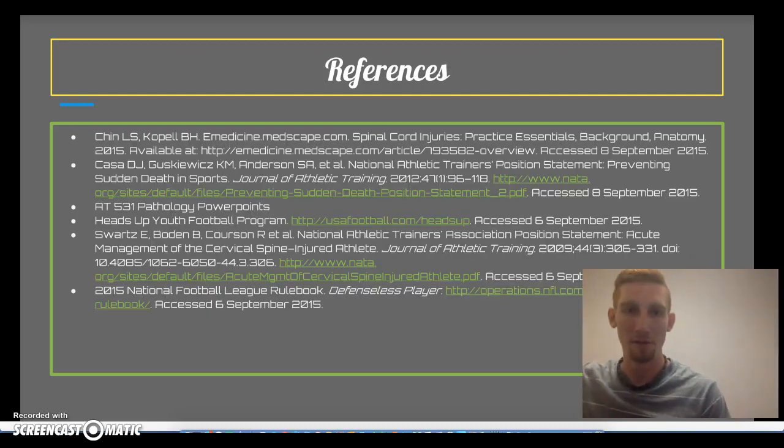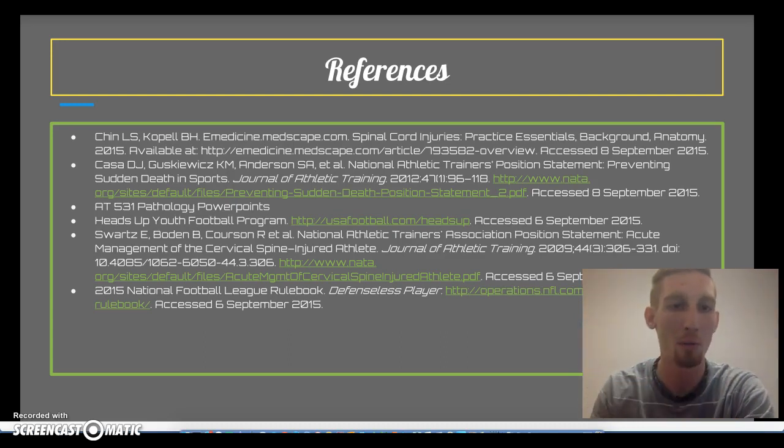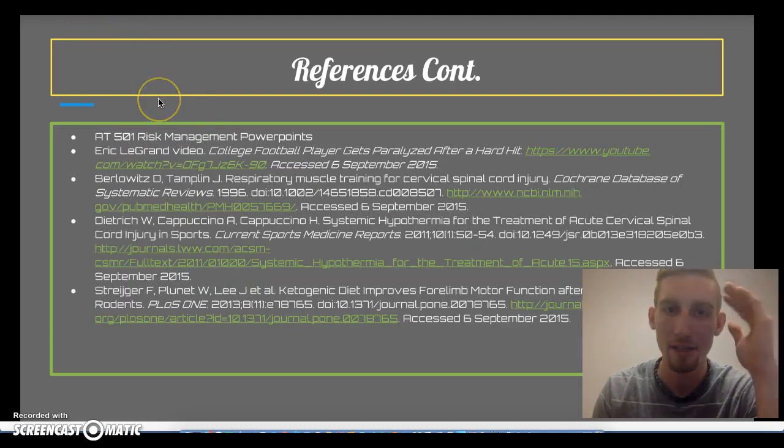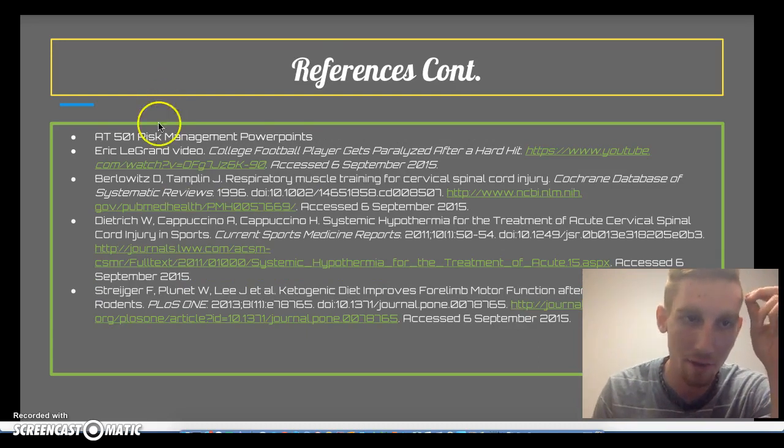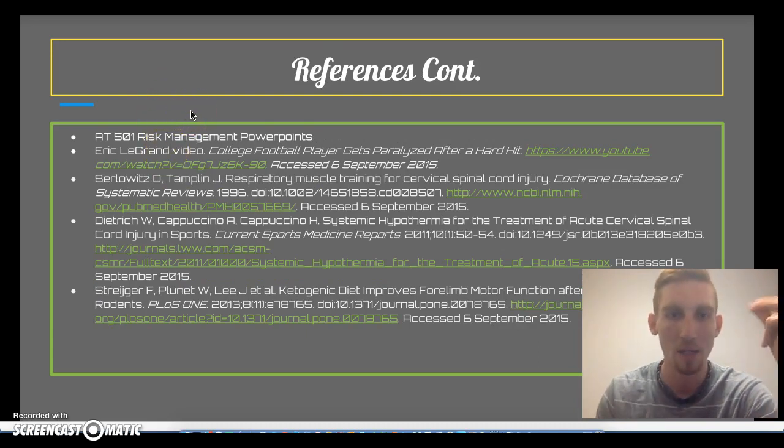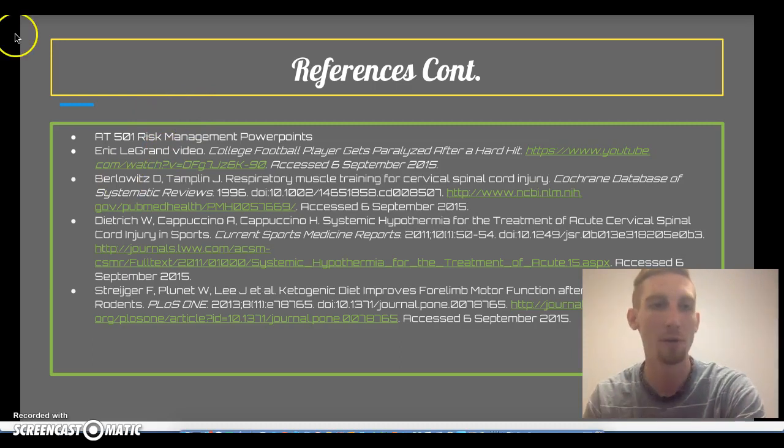And here are our references pages. We use a lot of different references between our PowerPoints, Medscape, PubMed Health, the NATA position statements, and the Heads Up defense. And here's the continuation of our references: risk management PowerPoints, a YouTube video for Eric LeGrand, and some of the other articles that we used for our treatment.